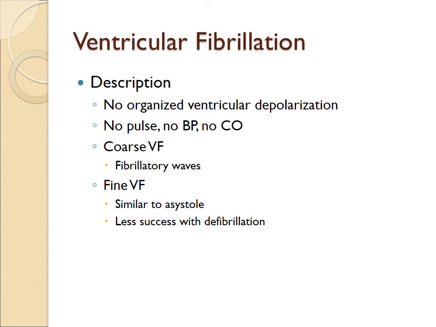And there are two different types of ventricular fibrillation that we can see on the ECG. There is coarse VF, where the waves are more easily seen, and they are usually more easily converted. So when we defibrillate them, we're more likely to be able to convert them into a normal rhythm. Whereas fine VF, or fine ventricular fibrillation, looks a little bit more like asystole, and it is not as likely to convert. So when we defibrillate a patient with fine VF, the odds are not as good that we're going to be able to convert them to a regular rhythm.